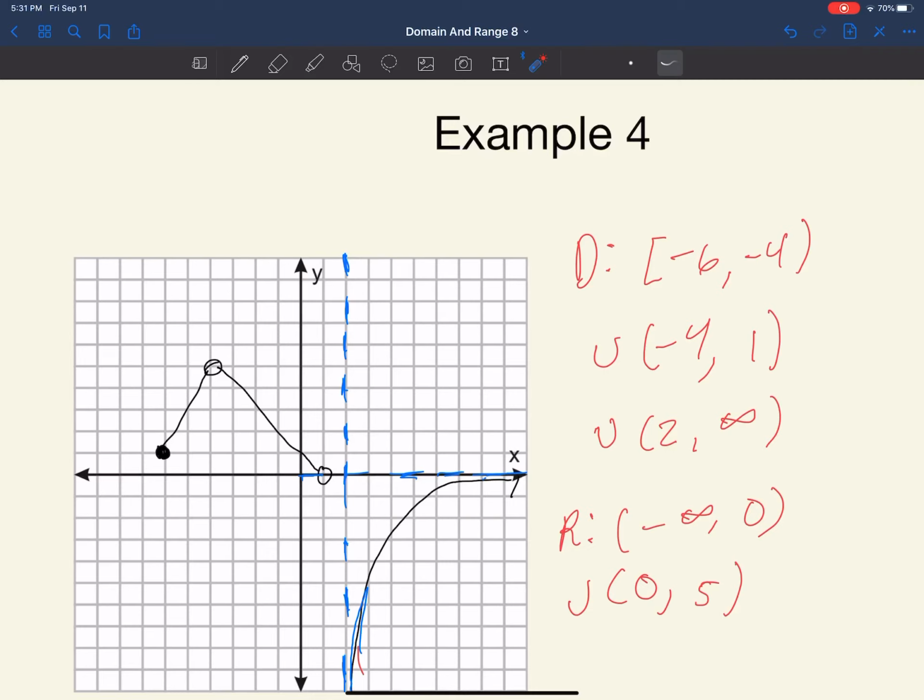Some of you might be asking, what about this piece? This piece is already included in the 0 to 5 because this little piece is from 1 to 5. 1 to 5 is already included when you say it right after 0 all the way up to 5. So you don't have to list it because it's already there. You don't want to list it twice because then it's redundant. You already have the information.